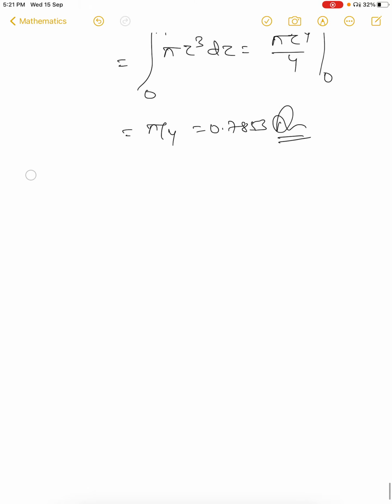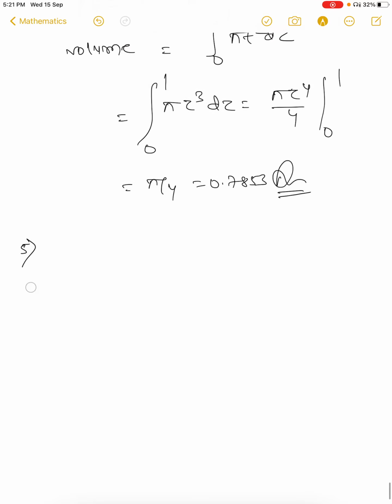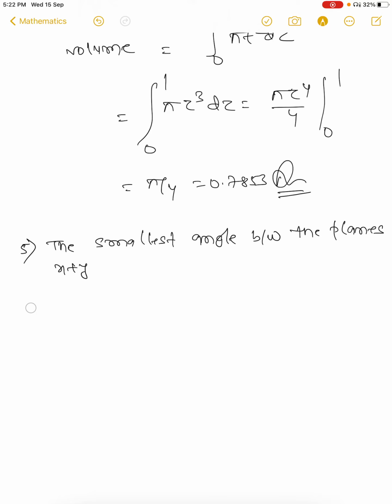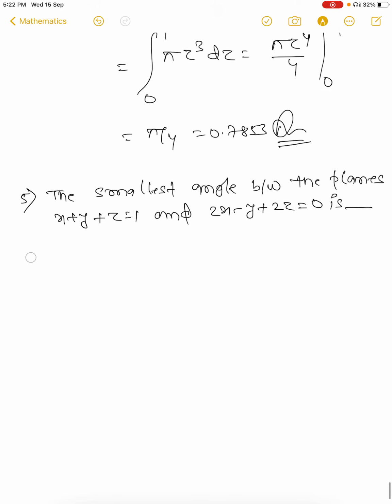Comes to next question, number 5. The smallest angle between the planes x plus y plus z is equal to 1 and 2x minus y plus 2z equal to 0 is to be found. This one was asked in GATE 2017 for one mark.